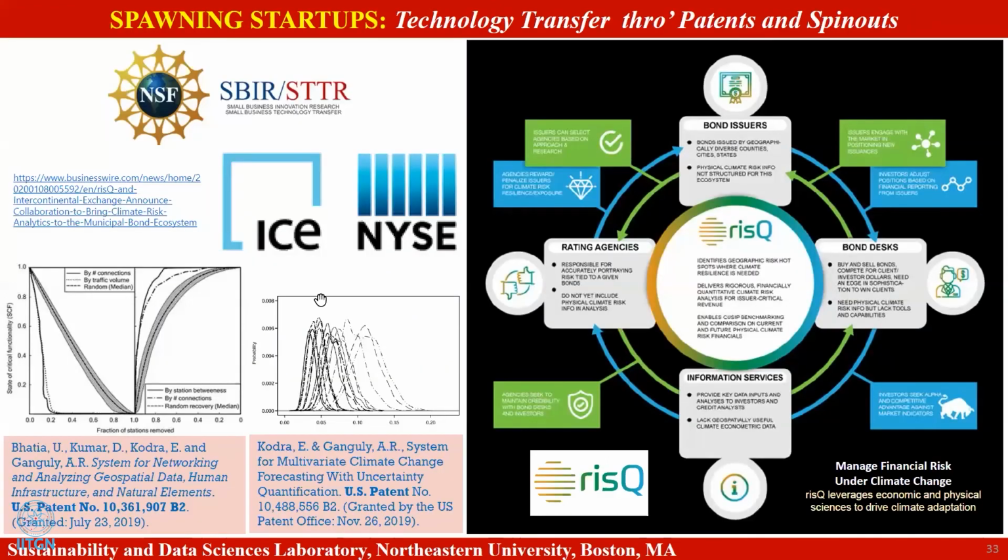And some of our own work has involved, in addition to the sciences and publishing papers, and hopefully adding incrementally to our total state of knowledge, also helping through technology transfer, coming up with patents. This is my former PhD student, Evan Kodra. He has a patent for climate change forecasting and uncertainty, which partially led to this company, which was originally funded by NSF and now is embedded in the Intercontinental Exchange, which is an exchange for financial risk in the context of municipal bonds. And this company is called RISQ, Risk, Quantifying Risk. And it looks at financial risk under climate change. So that was one area of technology transfer.